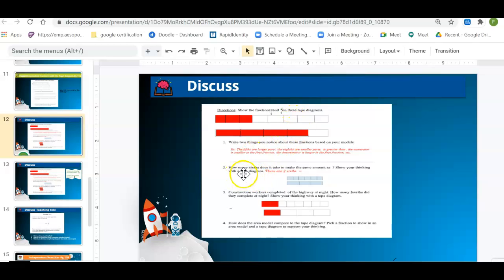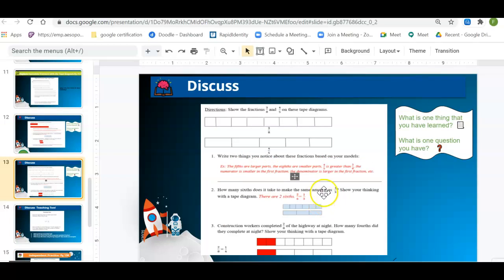And you go down to the second one. So how many sixths does it take to make the same amount as 1/3? Show your thinking. Okay. And your answer here should be 2/6. And lastly, you got number 3, construction workers completed. I think we're missing a fraction on this one right here. Okay, so just continuing on, guys. So how many sixths does it take to make the same amount as 1/3? So you're thinking with a tape diagram. So you would say 2/6 is equivalent to 1/3.